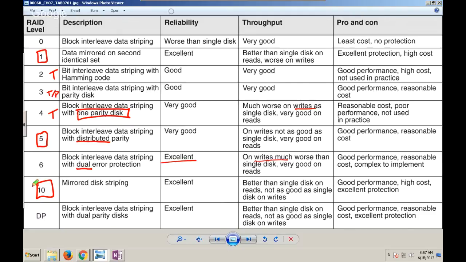RAID level 10 is ideal for things like database servers where we are heavily reading and writing, where I need increased performance on reads and writes, but at the same time I need to maintain excellent levels of protection, where I can handle multiple failures throughout the array and still be able to just drop a new drive in, rebuild it, and everything functions as if nothing went wrong. So this happens by mirroring and striping.